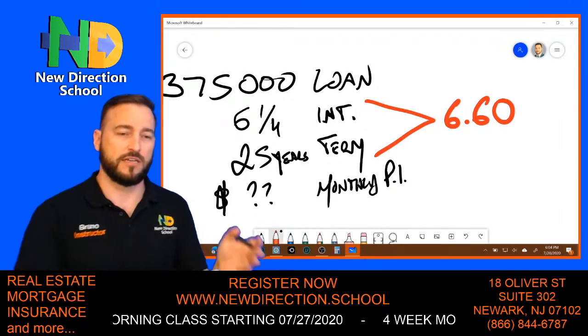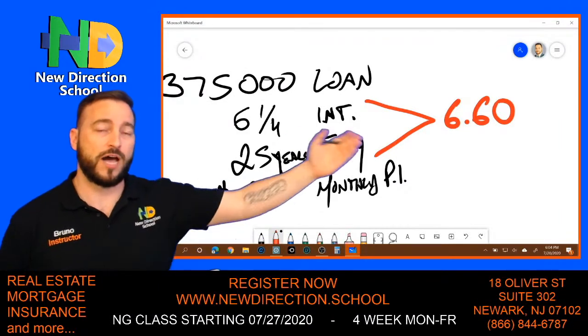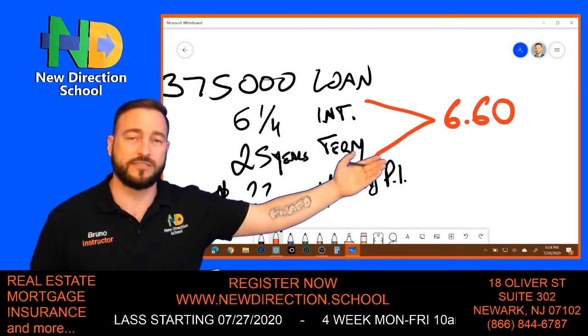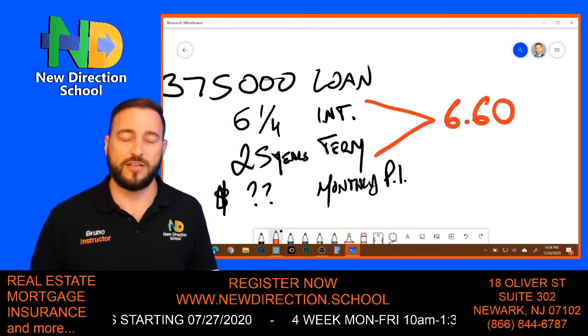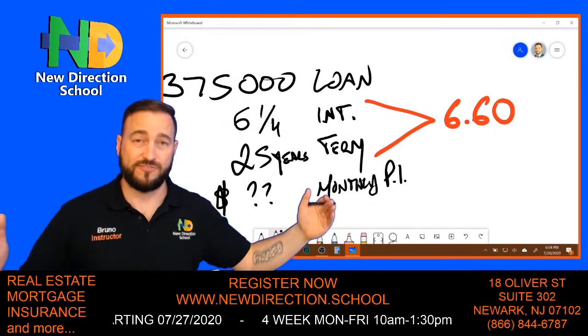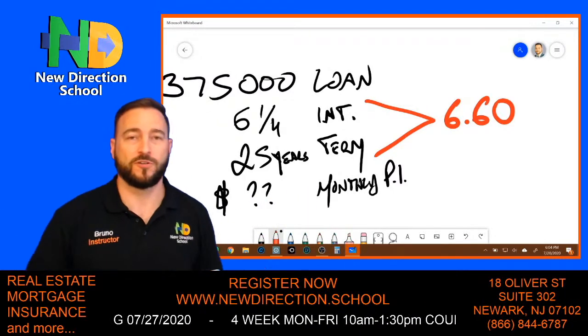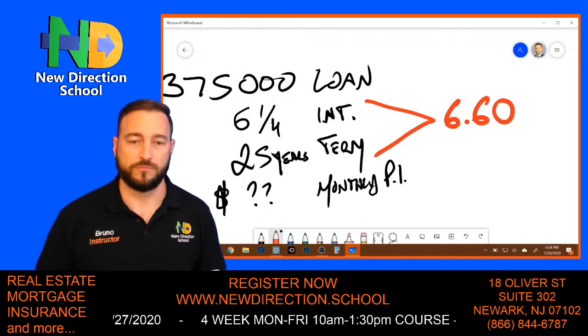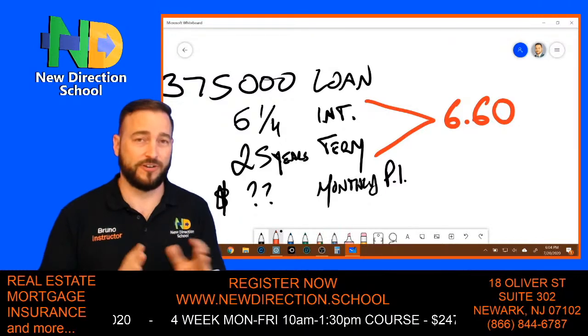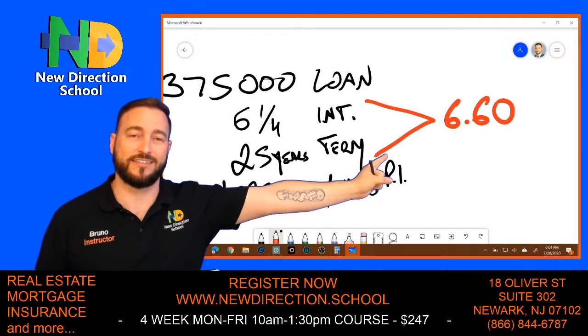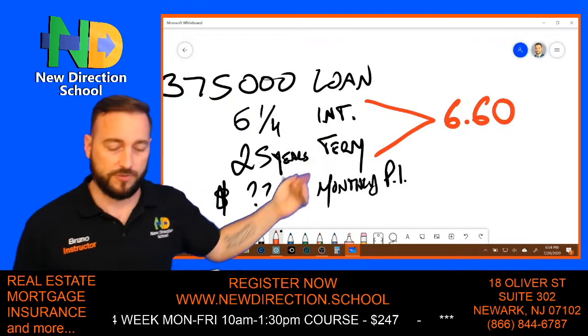Does that make sense? Here, this calculation, why we get to this calculation, somebody already did the calculation of what number, over 25 years, will amortize the 6.25 loan. Got it? So you don't have to figure out that math, you just have to figure out how to get the debt number from these two numbers.